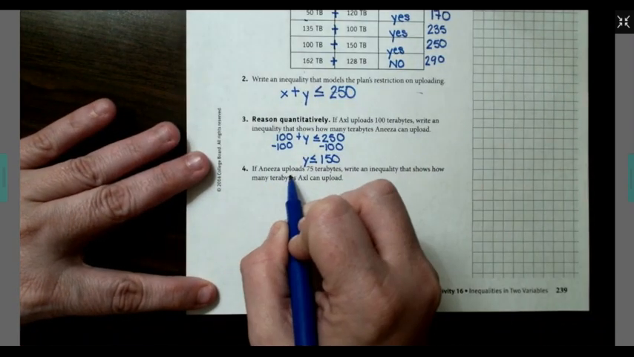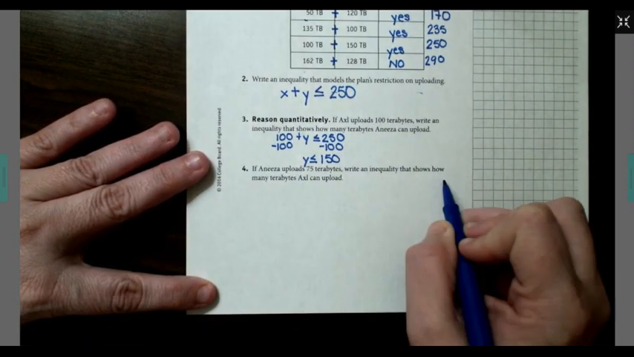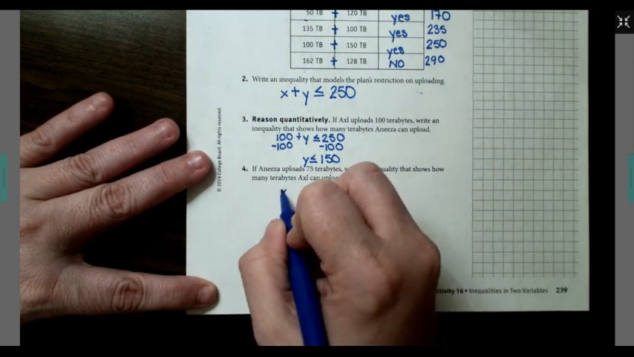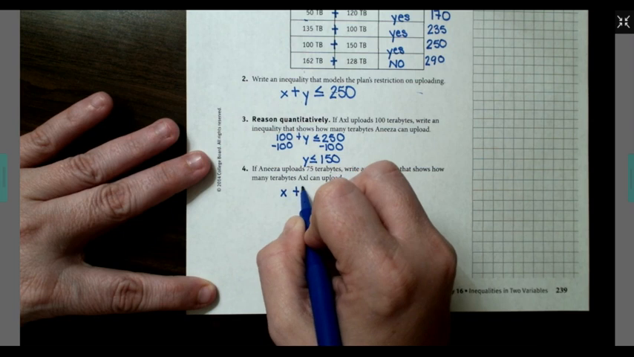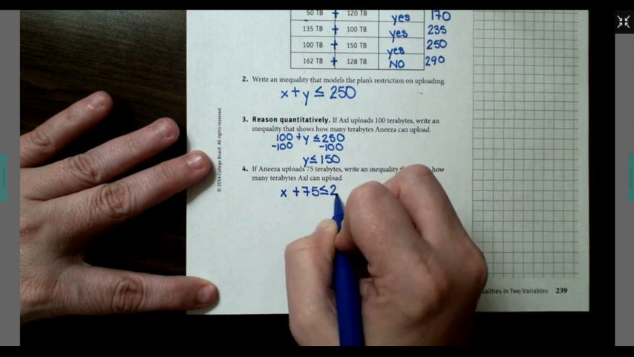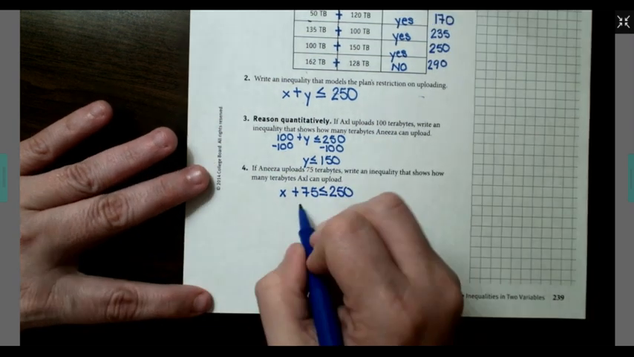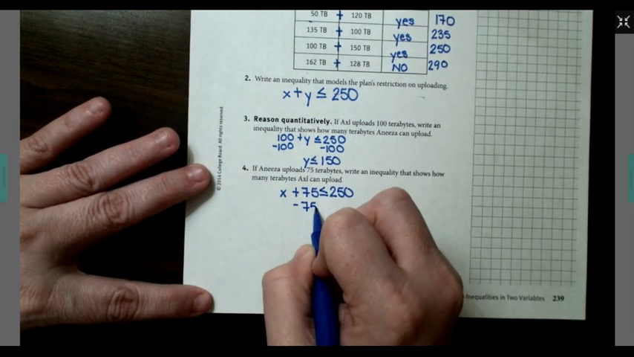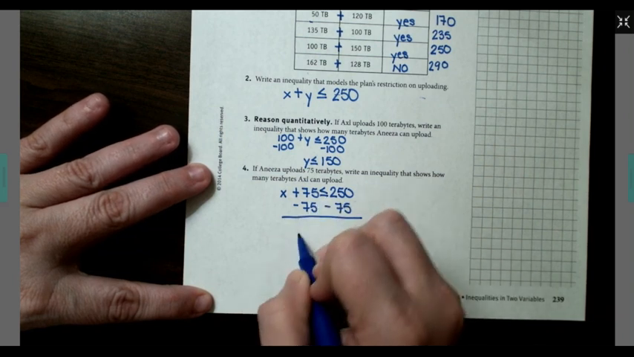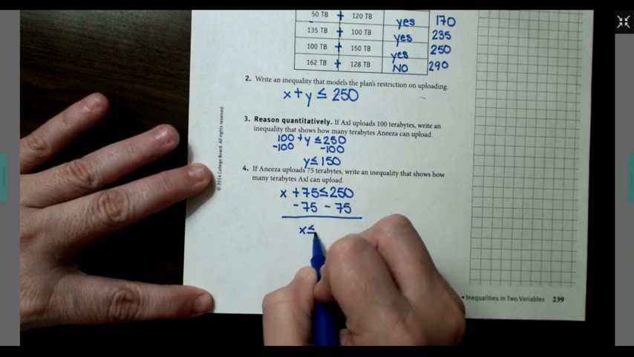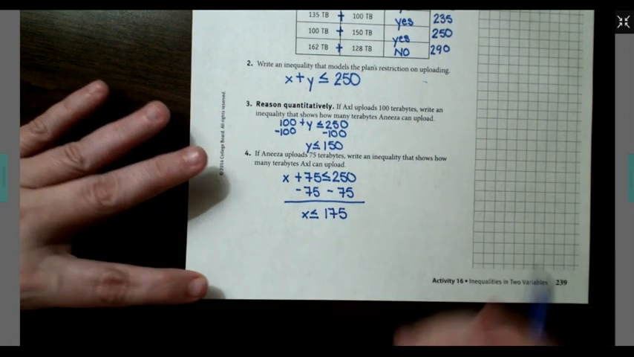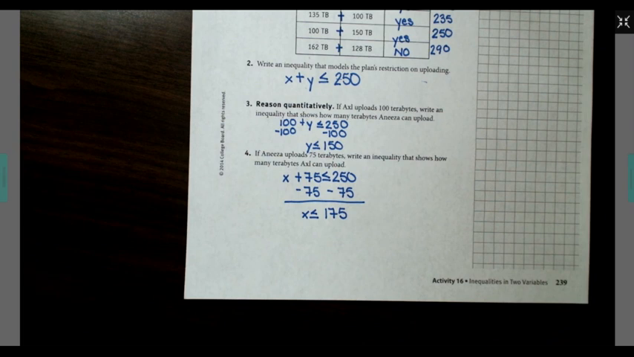All right. If Inez uploads 75, write an inequality that shows how many terabytes Axel can upload. So here we're going to do X plus 75 is less than or equal to 250. So we would subtract 75 from both sides. This gives me X has to be less than or equal to 175. On to the next part of the lesson.